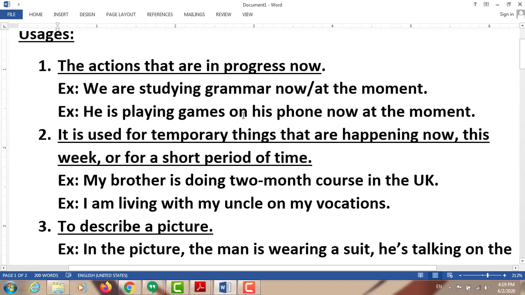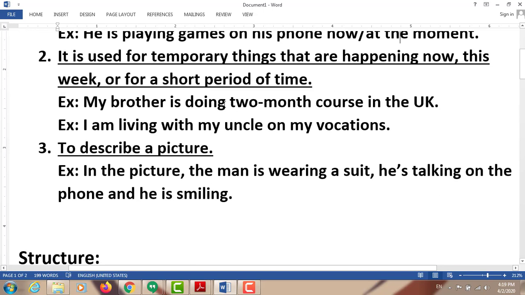Next example, he's playing games on his phone now, or I can put a slash here, or at the moment. Usage number two says, it is used for temporary things that are happening now, this week, or for a short period of time. For example, my brother is doing a 2-month course in the UK.